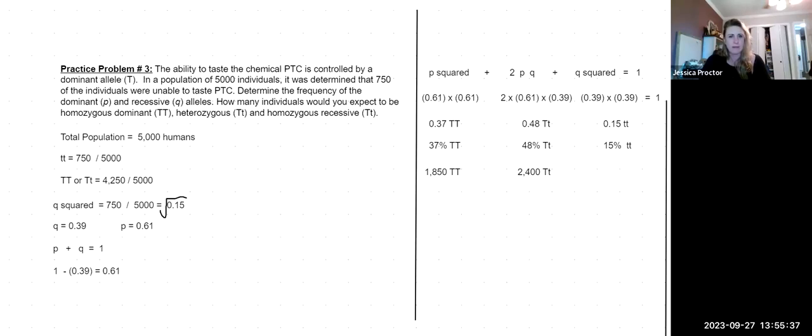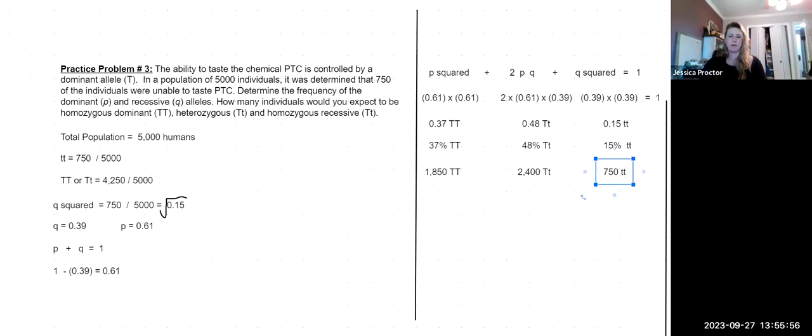All right, then the last part of the equation is the Q squared. So in your calculators, we're just taking the frequency, 0.15, multiplying it by 5,000, and gives us 750. Nice work, Francisco. So that's kind of back to the beginning of our equation. So 750 humans have to be homozygous recessive.